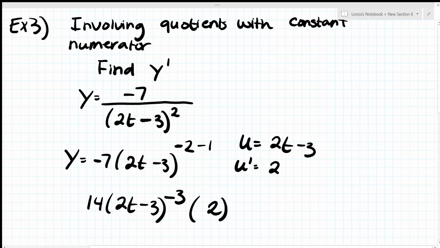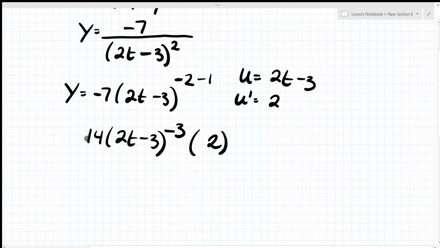Now let's clean it up. 14 times 2 is positive 28, times (2t minus 3) raised to the -3rd power.